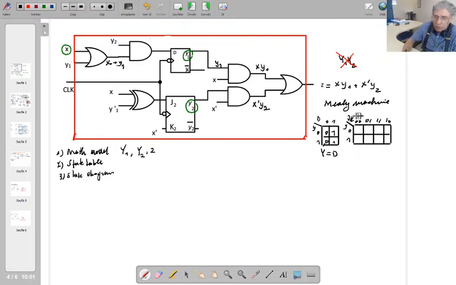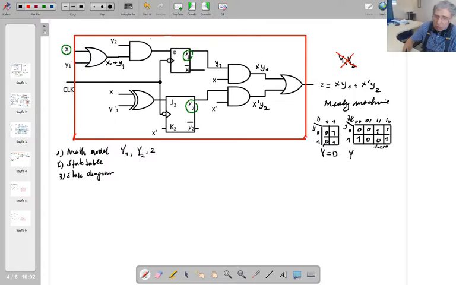So the definition is this: when it is 0 0, no change on states. When the inputs are different, whatever J says is going to be observed at the output. When the input is 1 1, it toggles. That means if your present state is 0, the next state becomes 1. If your present state is 1, your next state becomes 0. Toggle, that means. And when the 1 0 input is applied, what J says is going to be observed at the output. So that is this.